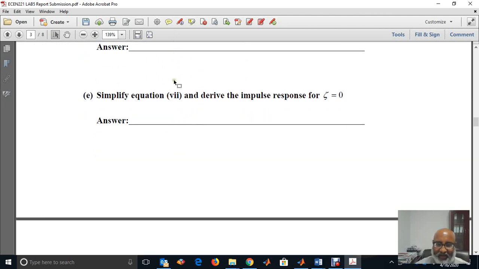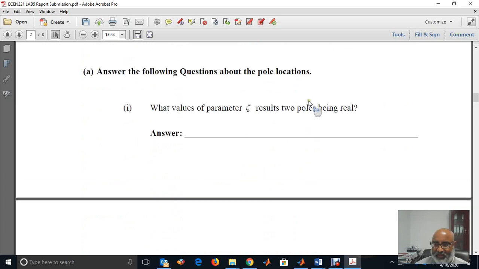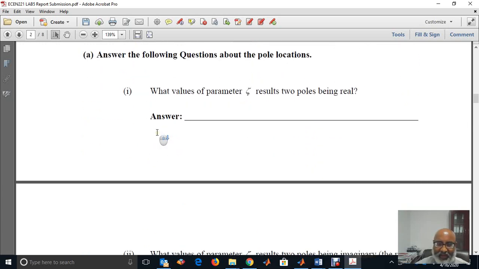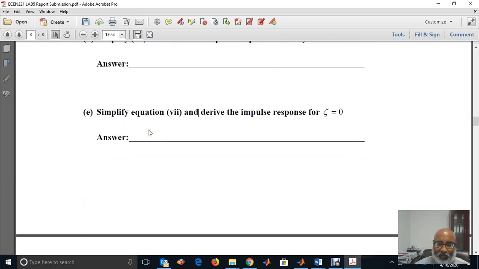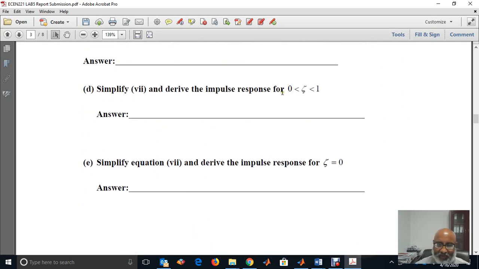Simplify again the expression in 6, and in 7 derive the impulse response for zeta equal to 0. Again, you take this expression, you simplify, and you get the impulse response for zeta equal to 0. For zeta between 0 and 1, and for zeta 0, you will find and put the equations here. You will need these equations when you do the MATLAB simulation, and when we compare the theoretical result of the impulse response with your MATLAB simulation. That's why we need the equations.